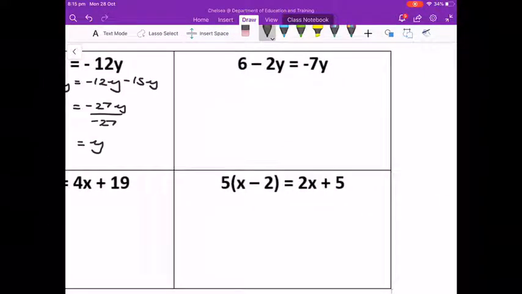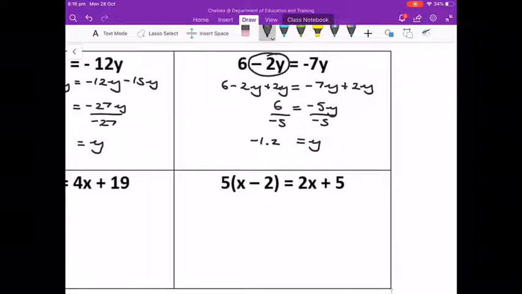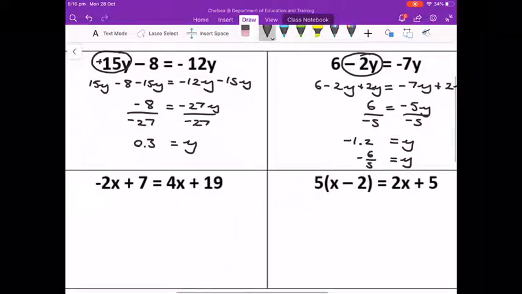Let's look at the next problem. 6 take 2y equals negative 7y. I'm going to write the equation down and decide what's going to move. So I'm going to take that negative 2y and add it to both sides. Remember, the opposite of negative 2y is plus 2y. Now negative 2y plus 2y equals 0, so we're left with 6, and negative 7y plus 2y is negative 5y. Dividing both sides by negative 5, 6 divided by negative 5 is negative 1.2. If you would prefer to put that into a fraction, that would be negative 6 over 5. But again, a decimal is fine.